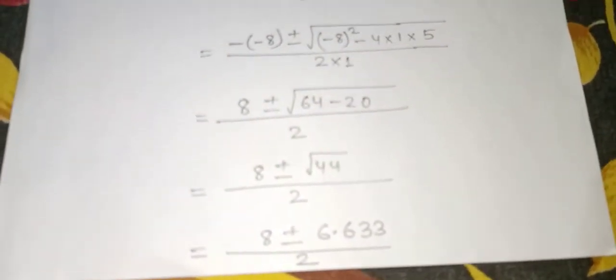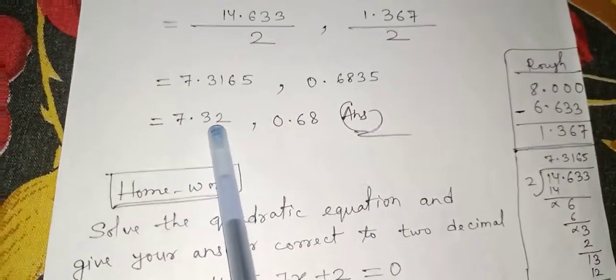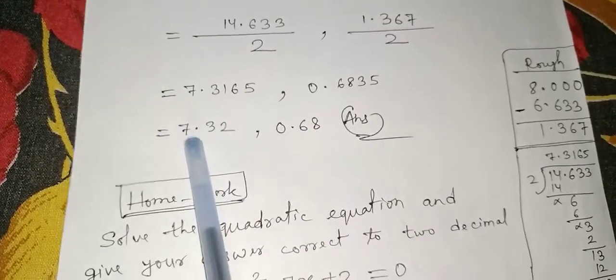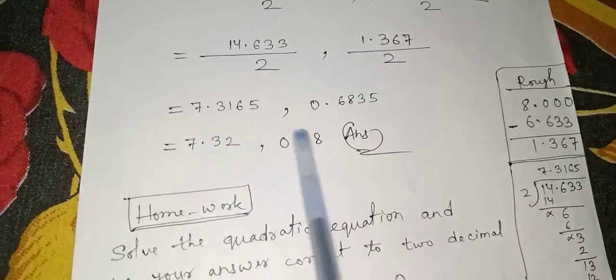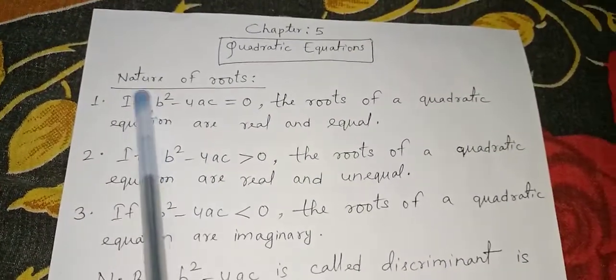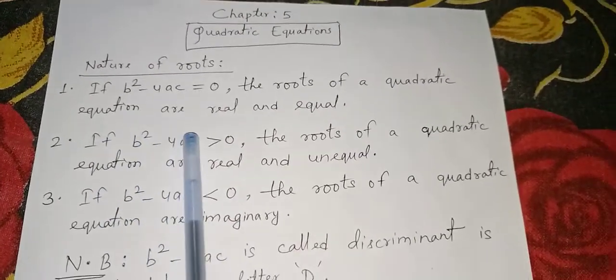You can see how to find the value of x. So finally we were getting the two values of x. Actually, in technical term, we have to say these are the roots of quadratic equation. That means the values of x also are called the roots of quadratic equation. So today we will learn regarding nature of roots. Nature of roots means nature of the values of x.